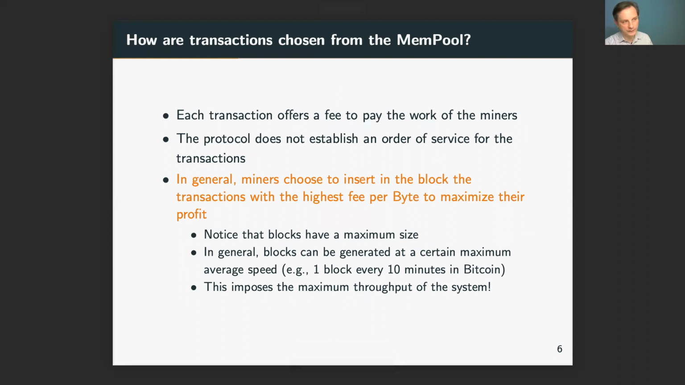miners. How are the transactions chosen from the mempool? The protocol doesn't say the order of service, so it's not first come, first served or anything like that. In general, the miners choose the transactions that offer the highest fee per byte, and so they can maximize their profit. Notice that the throughput of the blockchain has a limit, and this is given by the expected delay between one block generation and the other, for example, 10 minutes in Bitcoin, and the maximum block size, for example, 1 megabyte in Bitcoin.